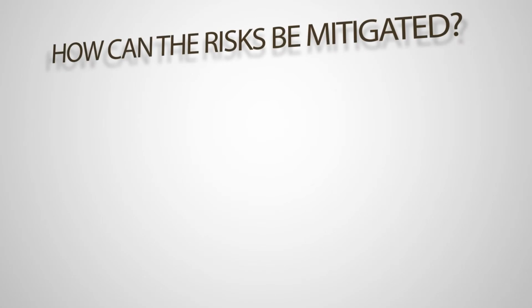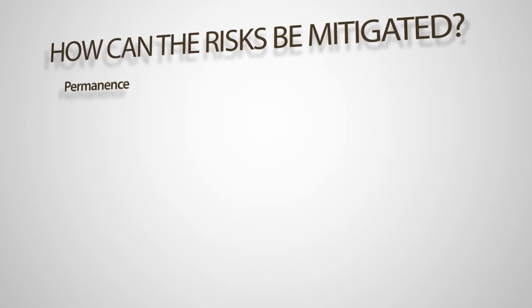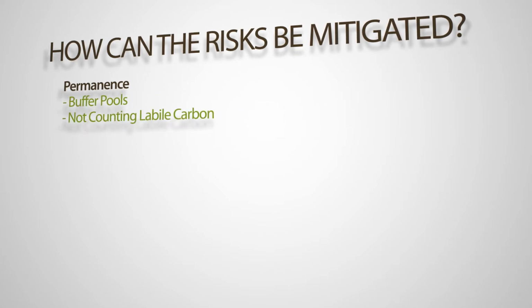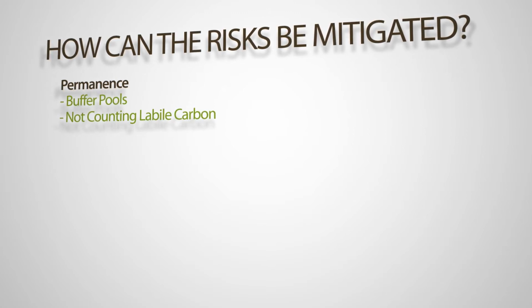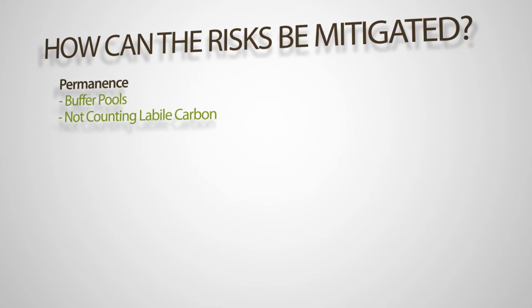So how can the risks be mitigated? Firstly, the permanence risk can be mitigated through having buffer pools and by not counting labile carbon. Now, labile carbon is the carbon that's in soil organic matter and in living organisms, and that carbon can disappear quite quickly in a drought or in a fire. We don't want to count that as being carbon that you've sequestered because it can come and go very quickly.